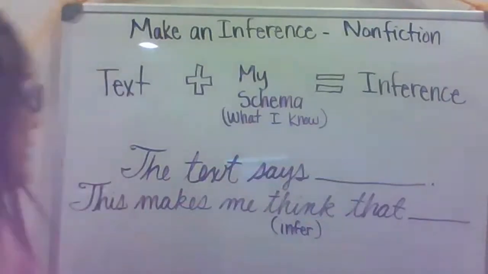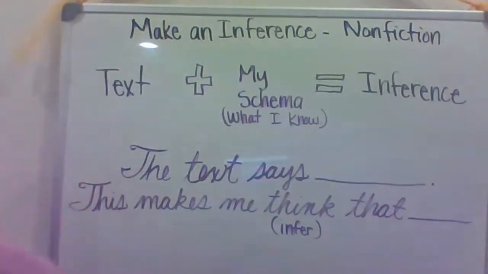Okay, so you might see a sentence stem like this that can help you to think through how to make a good inference. So it says, the text says blank. This makes me think that. Okay, so I might fill this in with something like, the text says animals' fur changes color in the fall. This makes me think, or this makes me infer, that if the animal's fur didn't change color, it may get eaten by a predator.